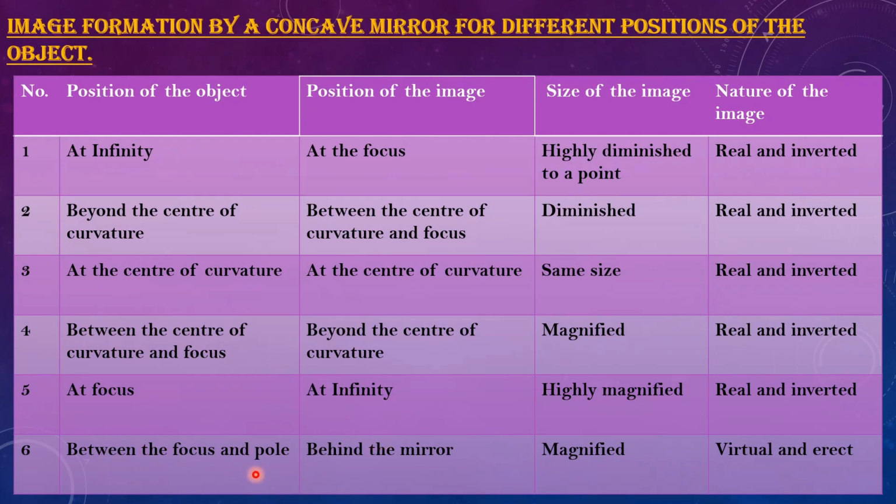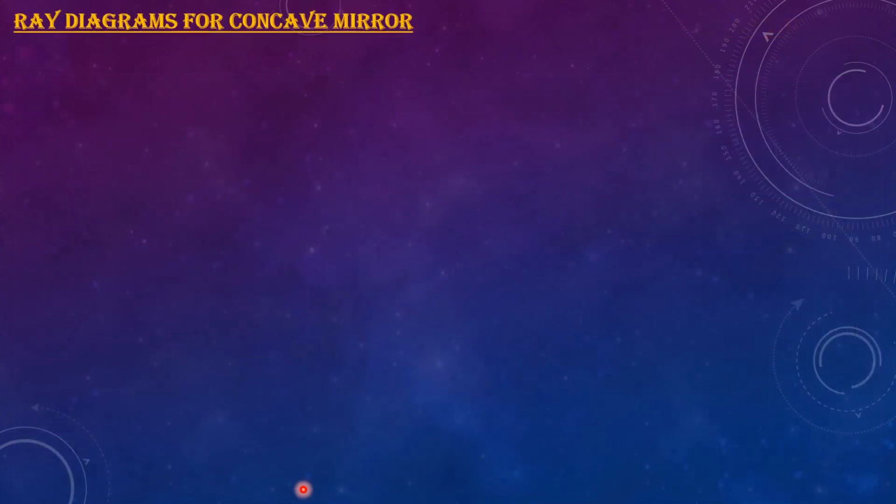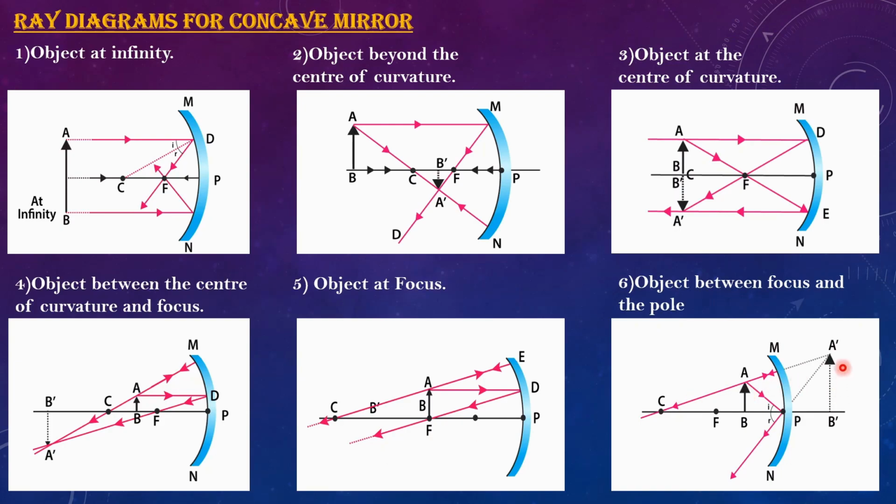Now, if the position of the object is between the focus and the pole, then the position of the image is at the back of the mirror. Yes, you have heard right. The image that is formed will be at the back side of the mirror, which will be erect and virtual, and will also be a magnified image.